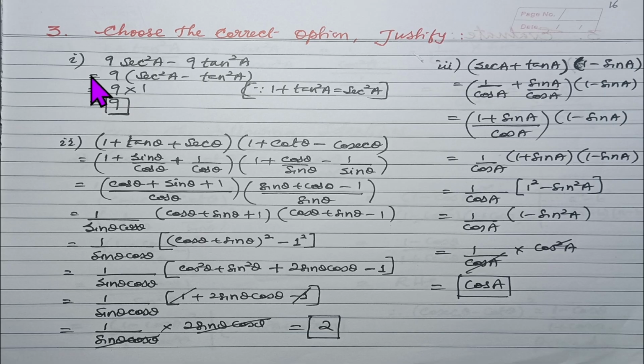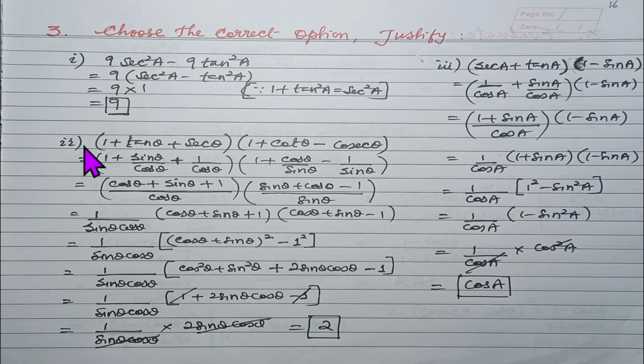In the first example, the correct answer is 9. The simple reason is we are given 9 sec square A minus 9 tan square A. Take 9 outside. In the bracket we get sec square A minus tan square A. But we know that 1 plus tan square A is equal to sec square A, an identity. Therefore sec square A minus tan square A is equal to 1. So 9 into 1 is 9, and that is the justification for this.